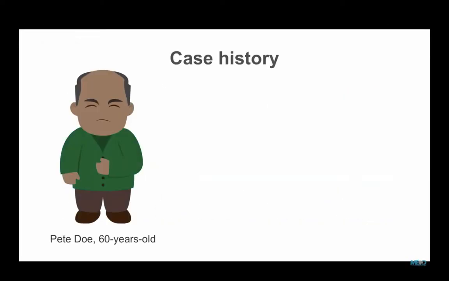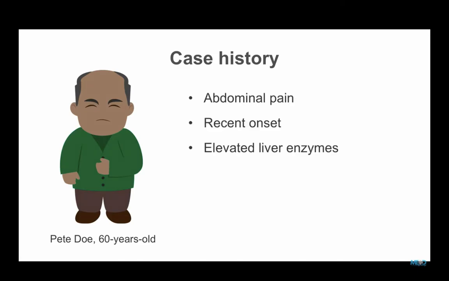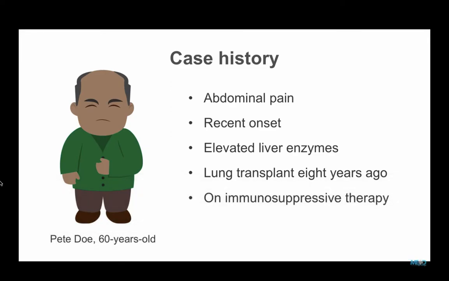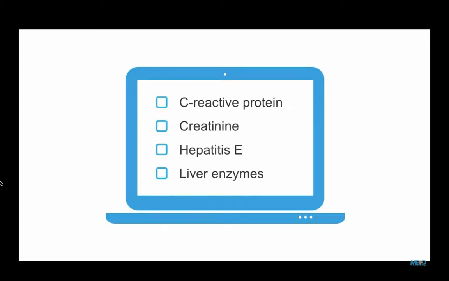Our second patient is Pete. He suffers from abdominal pain of recent onset. In the lab report, we can already see elevated liver enzymes. Pete received a lung transplant 8 years ago. Currently, he is on immunosuppressive therapy. Furthermore, he tells us that he's a passionate hunter. Based on Pete's history, we include hepatitis E screening in our lab report.